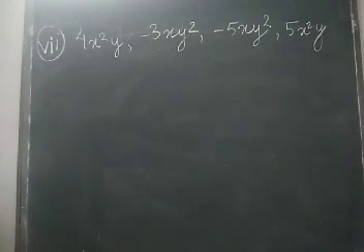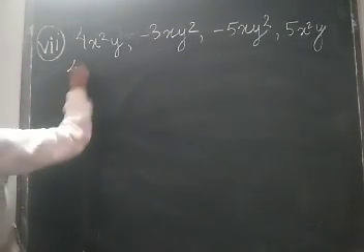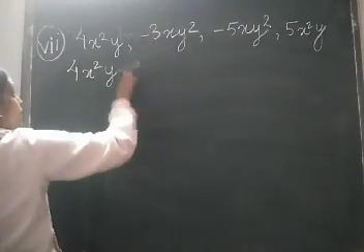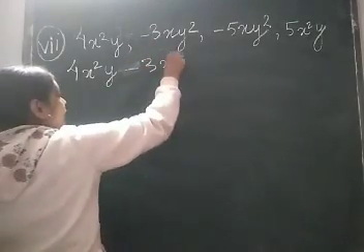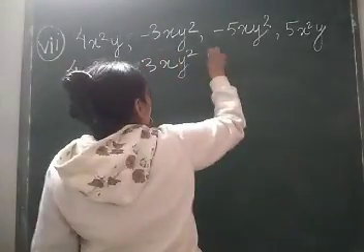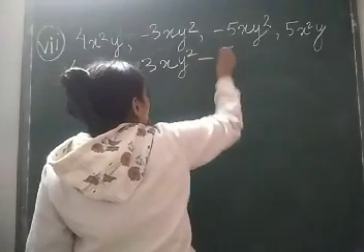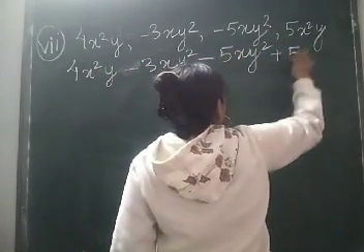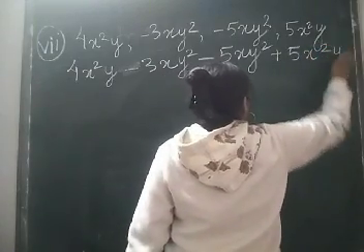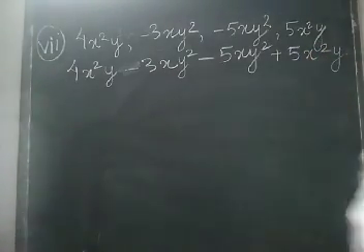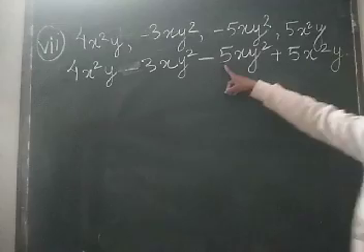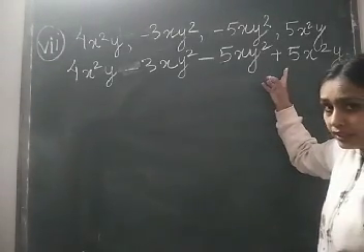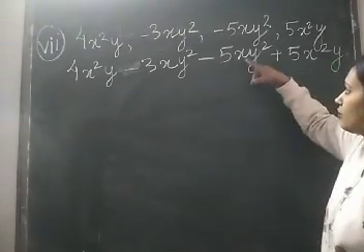Putting a plus sign in between: 4x square y plus minus becomes minus 3xy square plus minus becomes minus 5xy square plus 5x square y. Now children, this is minus 5 and this is plus 5. So can you cancel it? Yes, of course you can cancel it if the variables are common.